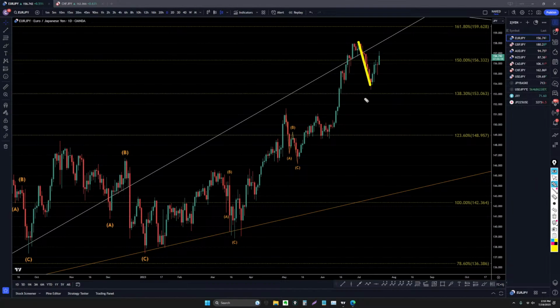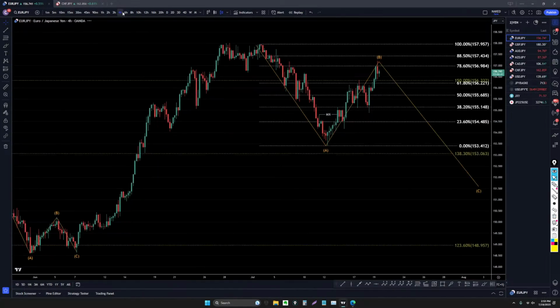I still think this move down is most likely a wave A. I still think this move up is most likely a wave B. And I still think that it's going to turn down again to make a C, and then probably end up continuing back up. So I do expect to see another move down on the euro yen, going down to the 4 hour time frame.